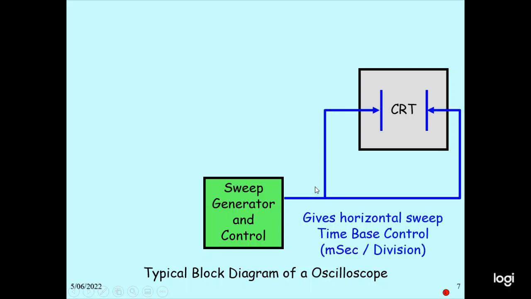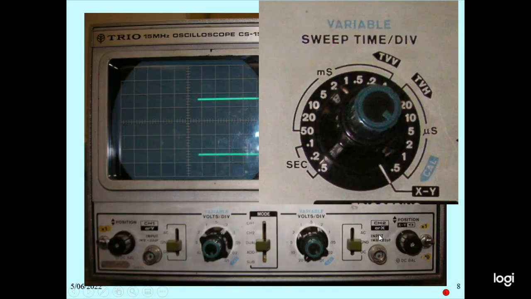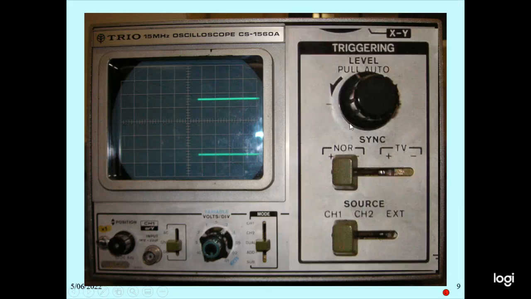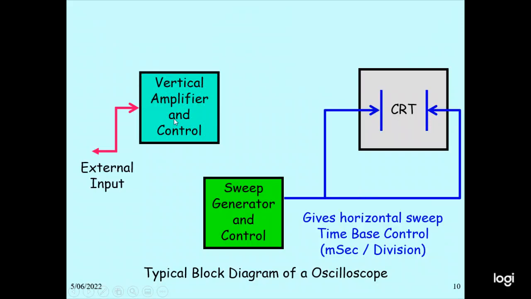The cathode ray oscilloscope has a sweep generator control system. It provides a horizontal sweep, time-base control, in milliseconds. So this is the sweep connection. Here is a triggering circuit, for synchronizing, the sweep triggering circuit. So this is the sweep generator control, and the vertical amplifier control.